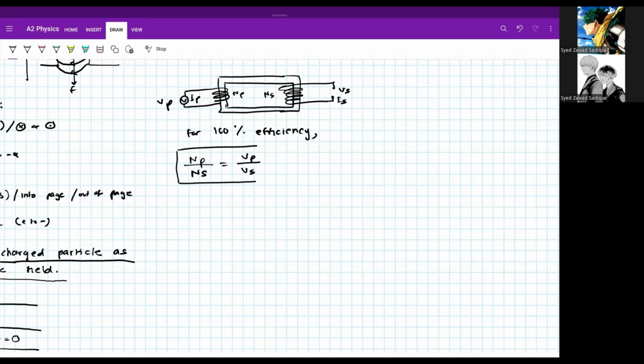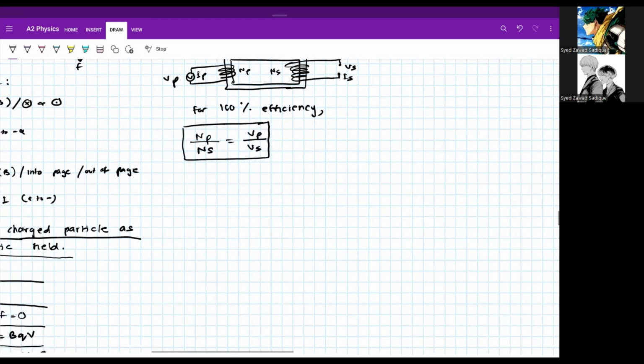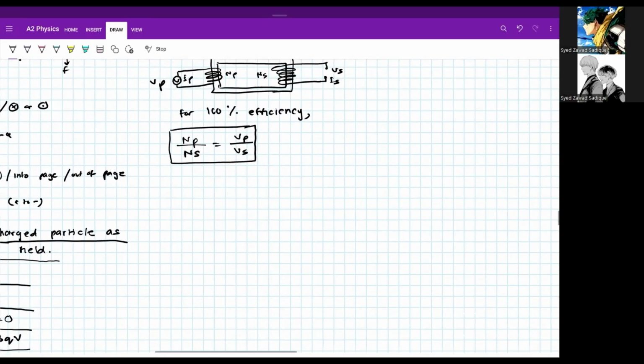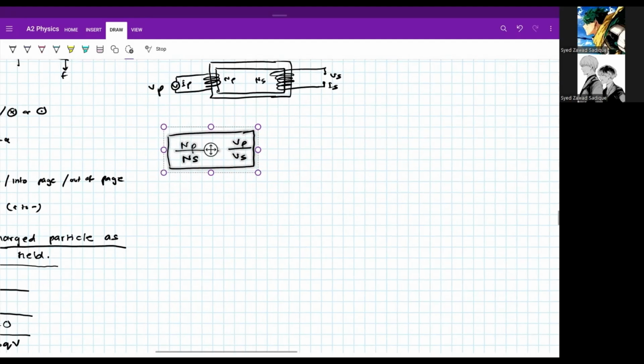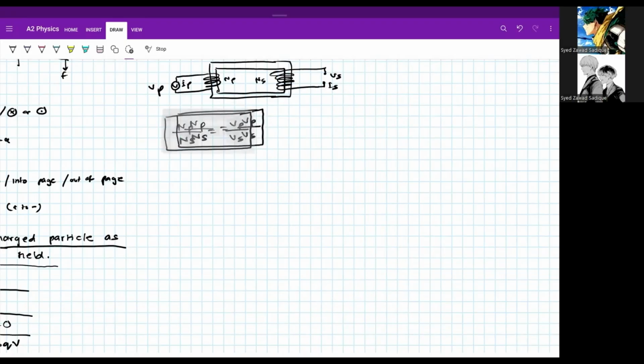This formula can come in many formats. Sorry, I made a mistake. So this is the general formula for transformer. Okay. This is a general formula for transformer.